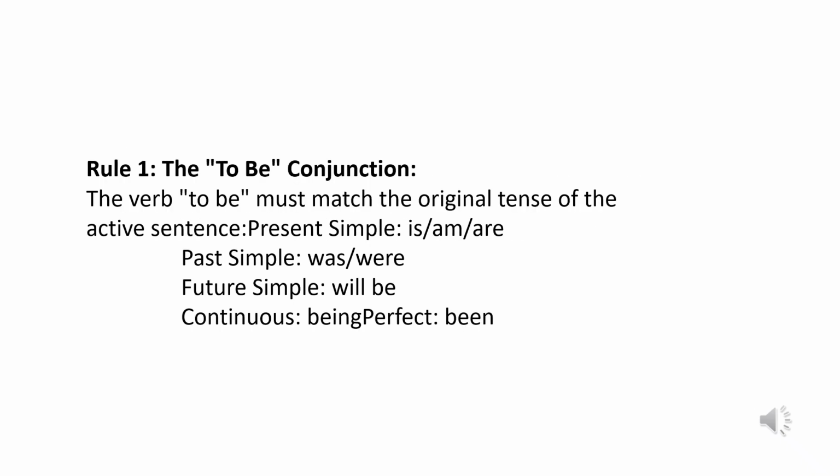So our rule number 1 is the to be conjugation. The verb to be must match the original tense of the active sentence. Present simple, we can add is, am, are. Past simple: was, were. In future simple, we can add will be. In continuous perfect, we can add been.